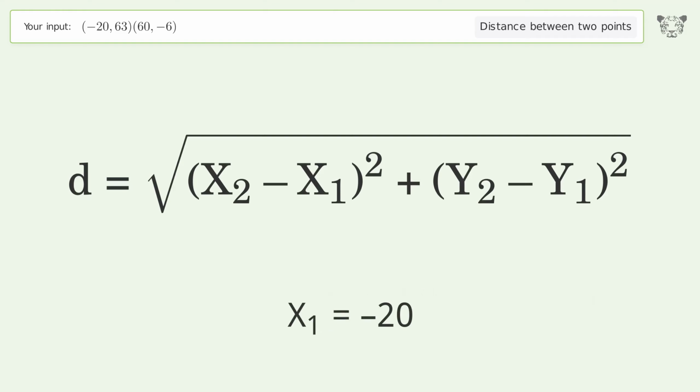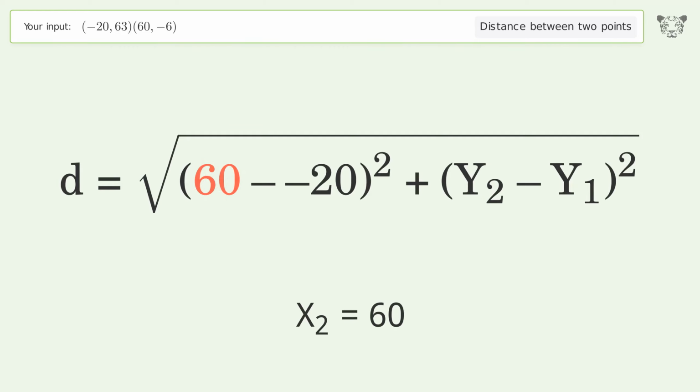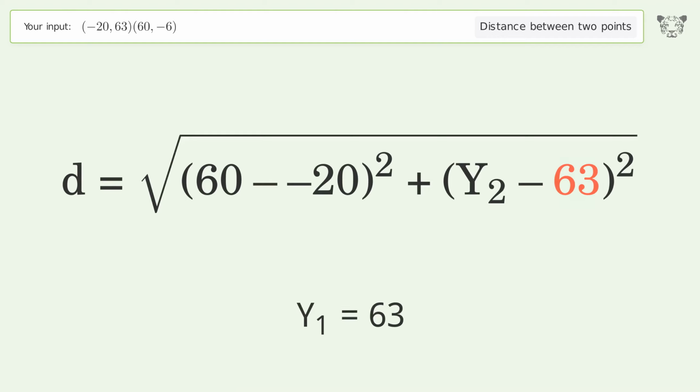x1 equals -20. x2 equals 60. y1 equals 63. y2 equals -6.